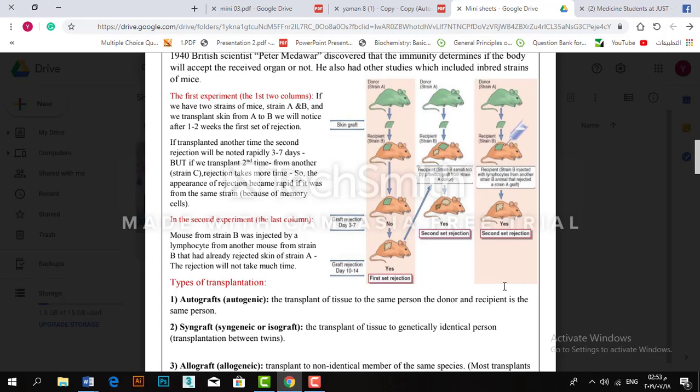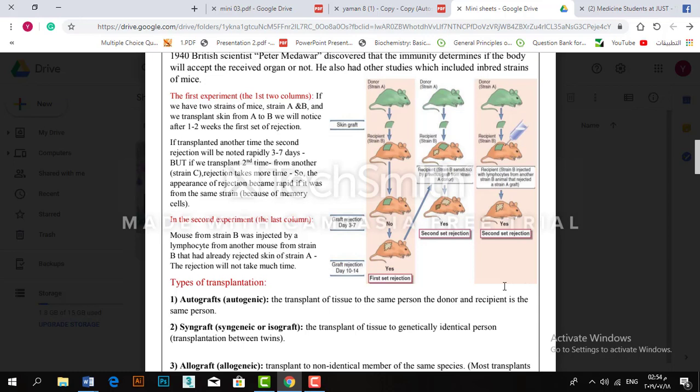Okay, دائما الجسم will reject first time باخذ وقت طويل عشان يعمل rejection. In the second time حيكون rapidly وأسرع. ليش؟ لأنه the adaptive immune system will make memory cells and effector cells that will recognize the antigen مرة ثانية. Okay, so إذا أول عمود جاب سترين A وسترين B، وأخذ من سترين A عينة جلد وحطها في سترين B، then لاحظ إنه في إيش حيصير graft rejection، تمام. بعدين هاي first set of rejection.